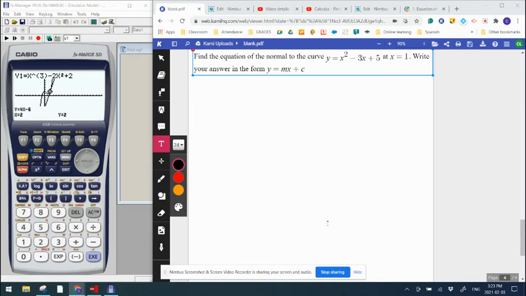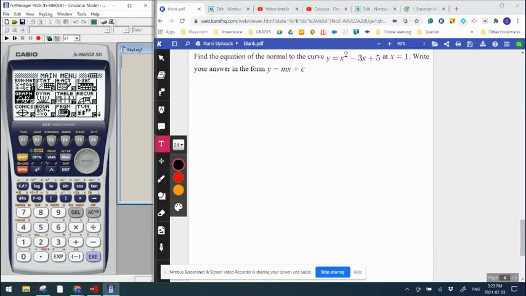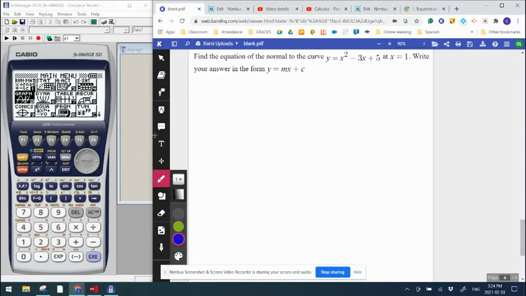Find the equation of the normal to the curve y equals x squared minus 3x plus 5 at x equals 1. We want to write it in the form y equals mx plus c. I'm going to show you how to do this both by hand and using your calculator. So by hand, because they've only given us the x coordinate, we need to find the y coordinate first.